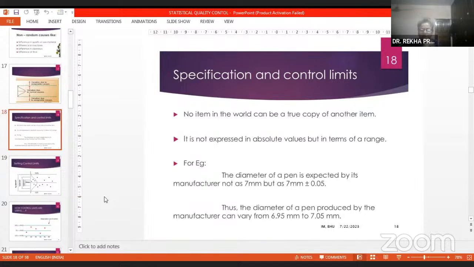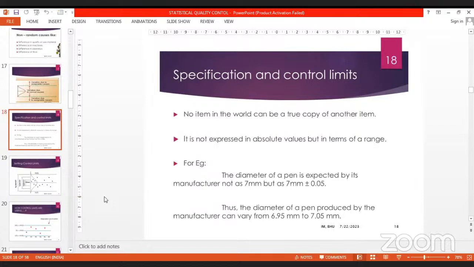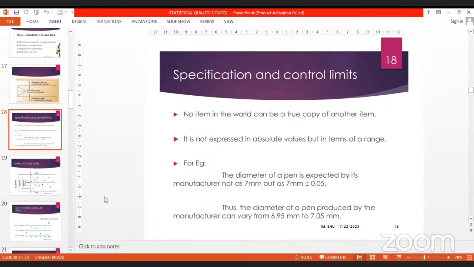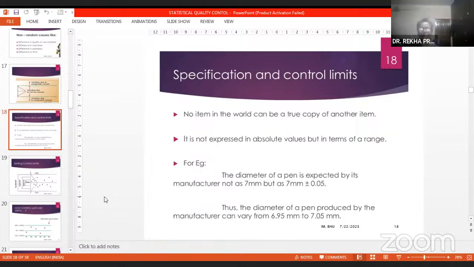Thus, the diameter of a pen produced by the manufacturer can vary from 6.95 mm to 7.05 mm. Because it is plus minus 0.05, 7 plus 0.05 or 7 minus 0.05, it comes to 6.95 to 7.05.